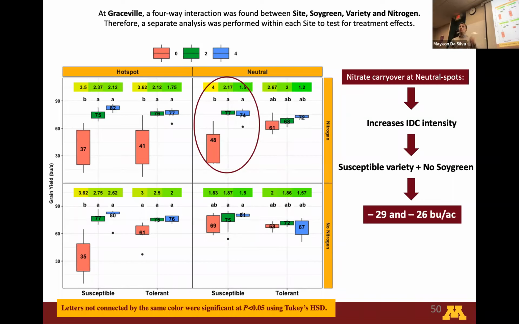Last year was a very dry year. We had a very dry growing season. Farmers that applied nitrogen in their corn could have some remaining nitrate in the soil for this upcoming 2022 growing season. And why is this important?